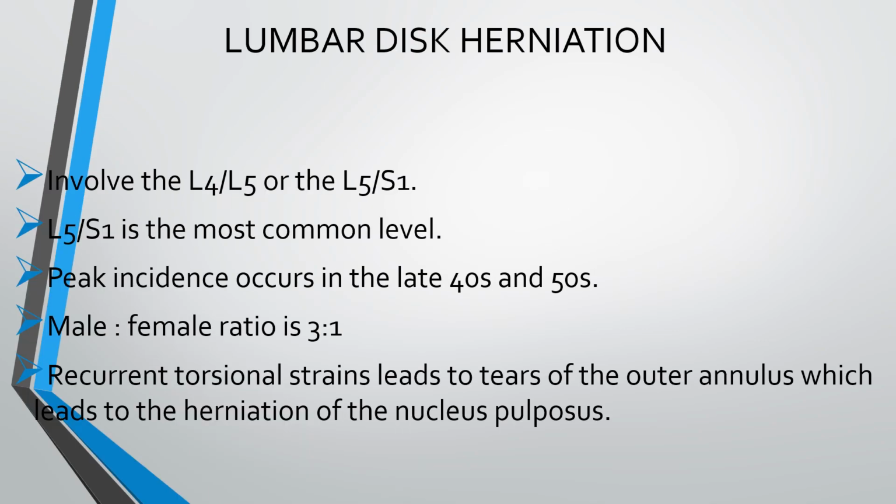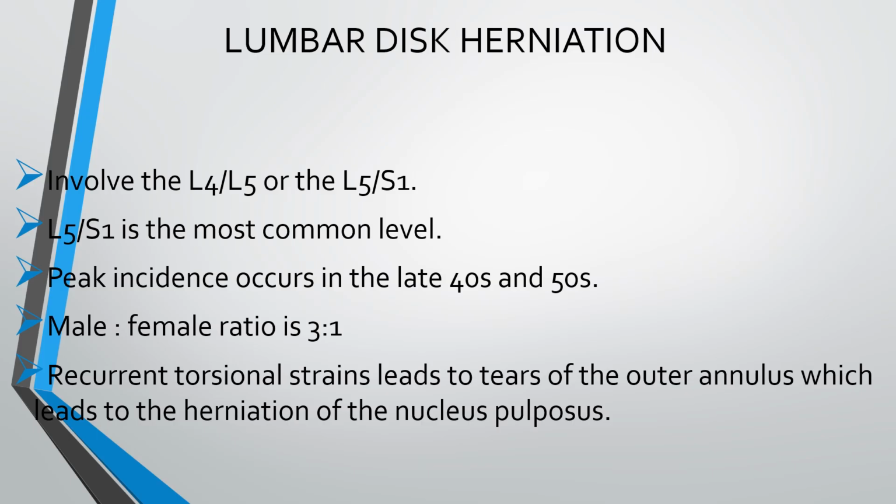Lumbar disc herniation is a condition that involves the low back region and mostly presents as shooting pain that radiates to the lower limb. It is also accompanied by weakness of the lower limbs, pins and needles sensation, and numbness. It commonly involves the L4, L5, or the L5S1 regions, and the most common level of the vertebral column is the L4, L5S1 region.